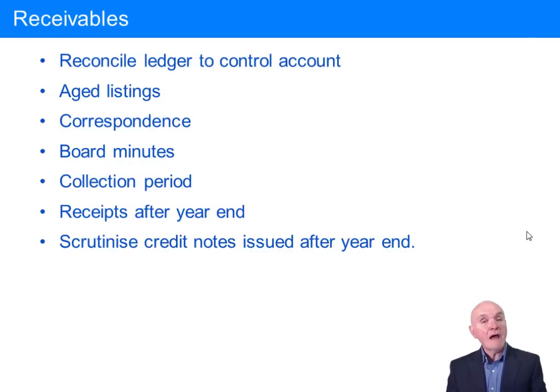Receipts after year end is a fantastic test if you can wait. So if there's 20,000 outstanding at year end from a customer that you're worried about, and then on the 20th of January that customer pays you 20,000, well, you know it was right to value it at 20,000 at year end. It's a debt that is proven to be a good debt. It's not going to be written down.